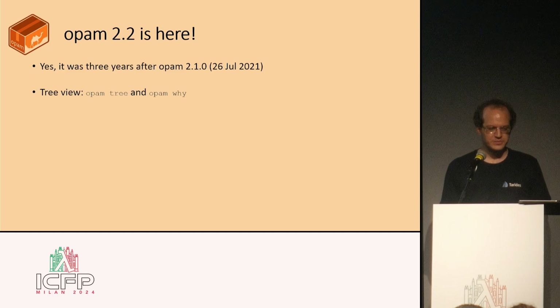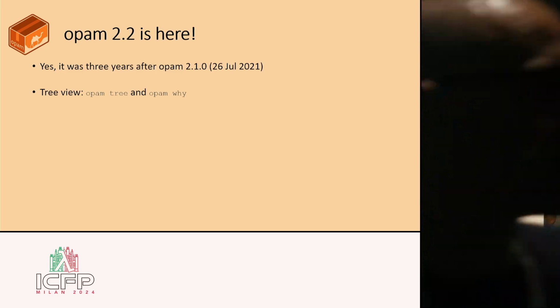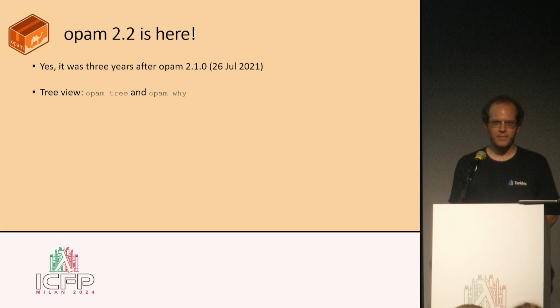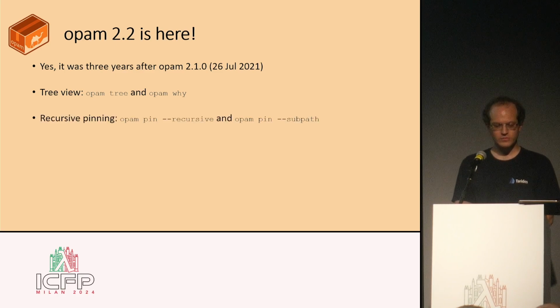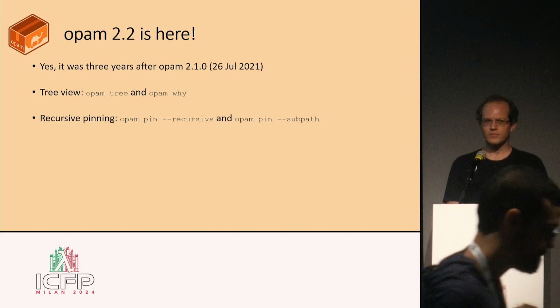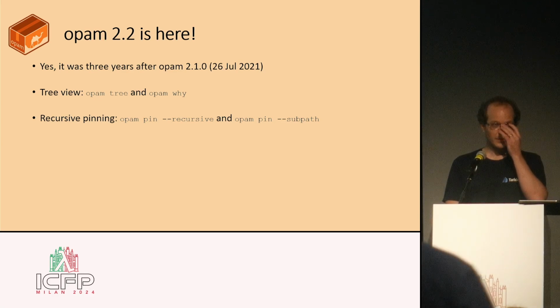There are some examples: a new command, opam tree, to see the list of dependencies of a package in a tree view, and opam why for reverse dependencies. The ability to do recursive pinnings, used in the case your package is not at the top of your source code repository, and you can also specify a subpath.